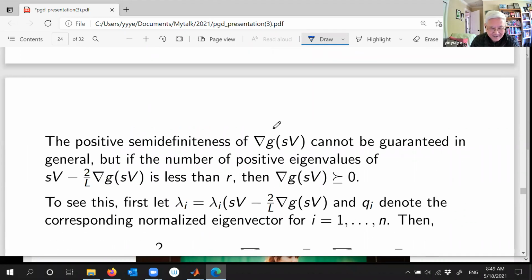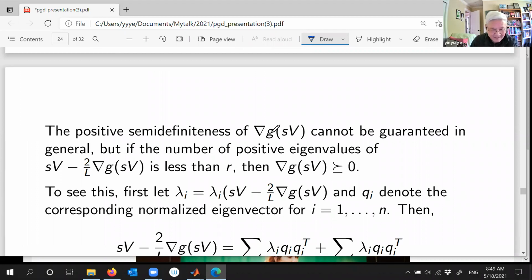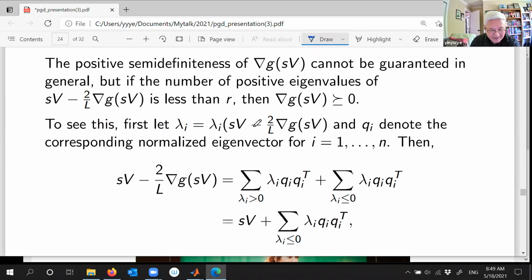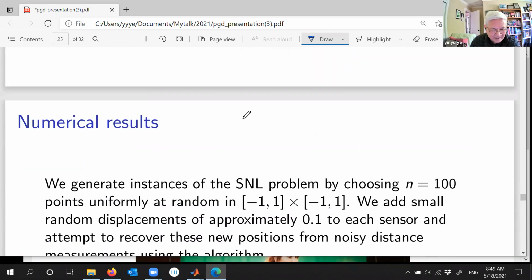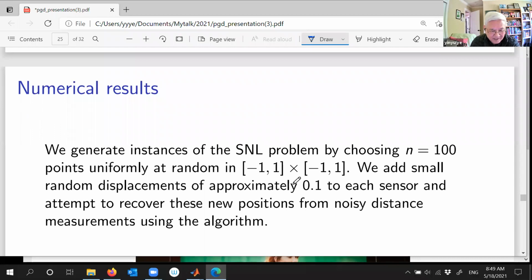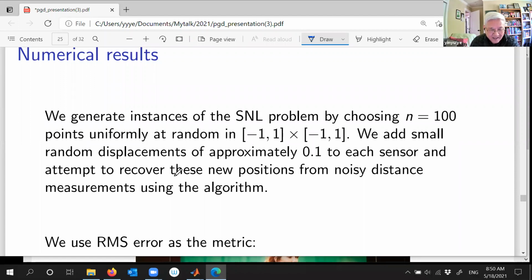I have about 10 minutes, so I'm going a little bit fast because I want to give you some demonstration. Here are the examples. We generate SNL problem instances with 100 points or 50 points in a grid, in a unit square, in 2 dimensions. Then we also add some small noise.